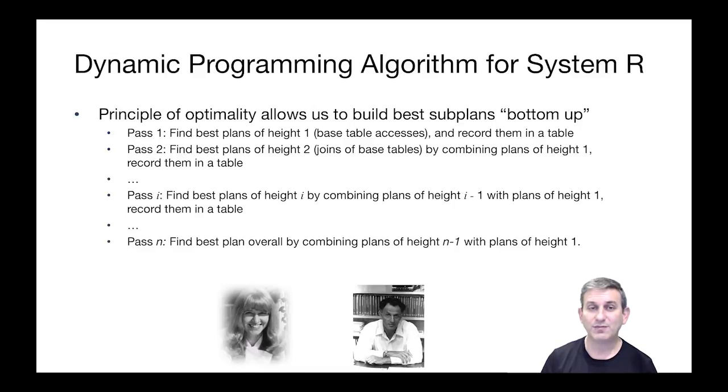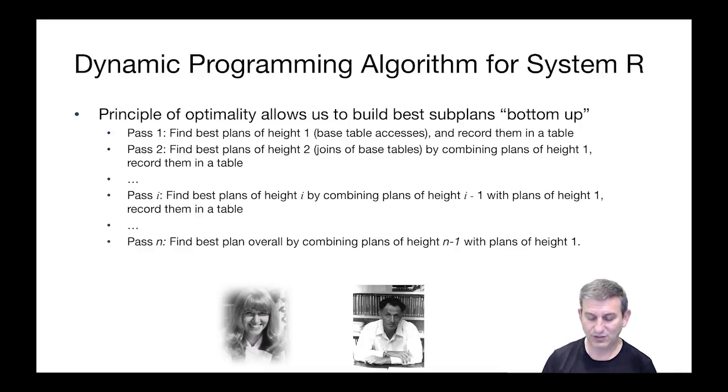In pass 2, we'll find the best plans of height 2, which are joins of two base tables. And we'll do that by combining the best plans of height 1. Right? That's the principle of optimality. And whatever we get for the best plans of height 2, we'll record them in our lookup table. In general, on pass i, we're going to find the best plans of height i by combining plans from our lookup table of height i minus 1 with plans of height 1 from our lookup table, and record the results back in the lookup table. And finally, our last pass is going to be pass n, where we had n tables in our query to begin with. It finds the best overall join order by combining plans of height n minus 1 from our lookup table with plans of height 1 from our lookup table.